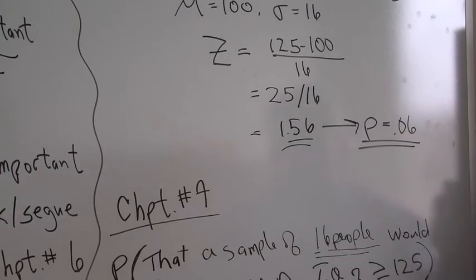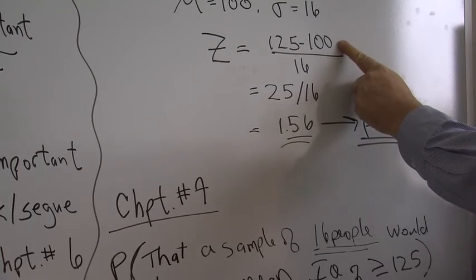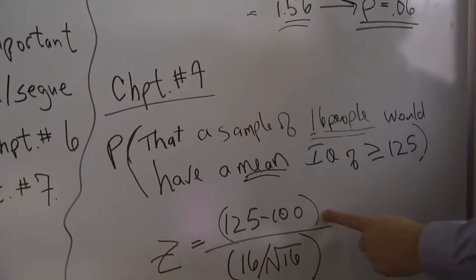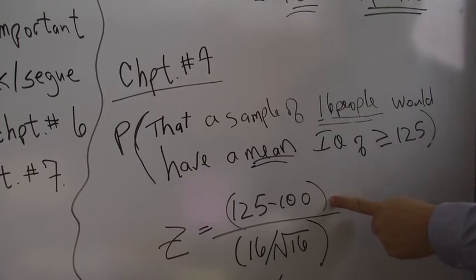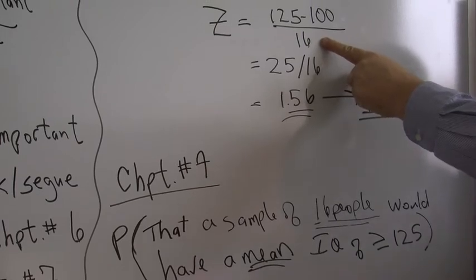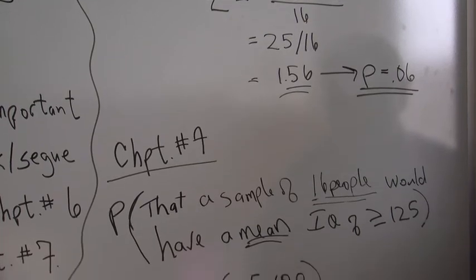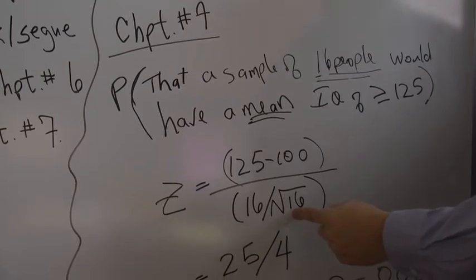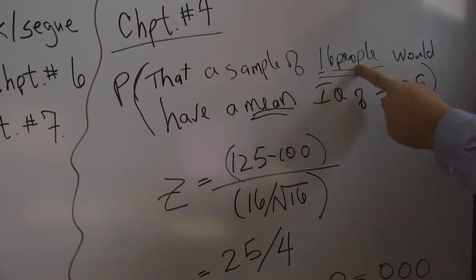But I want to compare this set of numbers to the numbers up here from Chapter 6. Notice how our numerator is the same. In Chapter 6, our numerator was 125, the targeted IQ, minus 100, the population mean IQ. Down here, the numerator is the same. But look what happens in the denominator. Up here, we just divide by the standard deviation. When we're working with a sample, we divide by the standard deviation divided by the square root of the sample size. And that's why I picked the number 16. The square root of 16 obviously is 4.